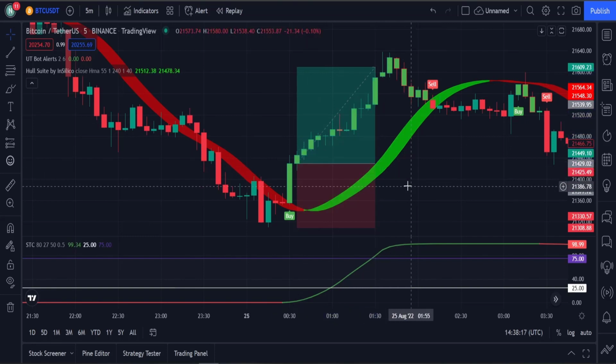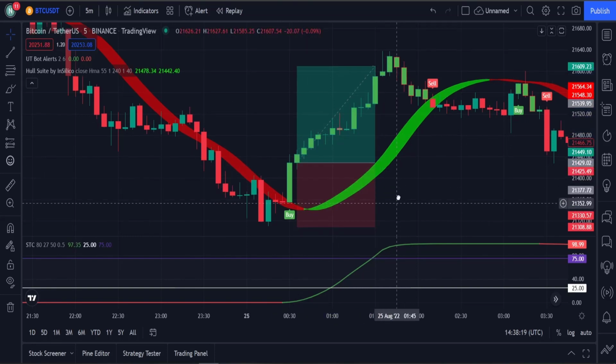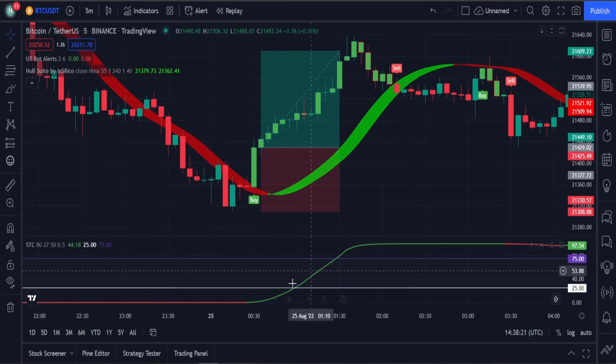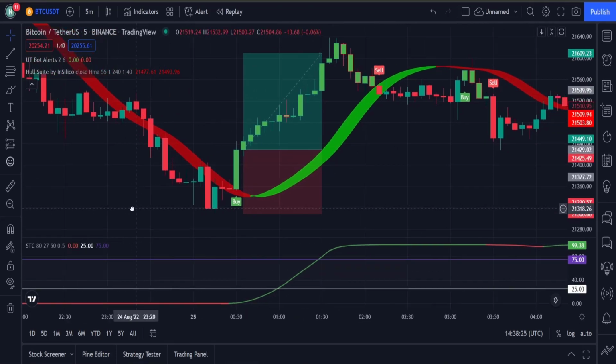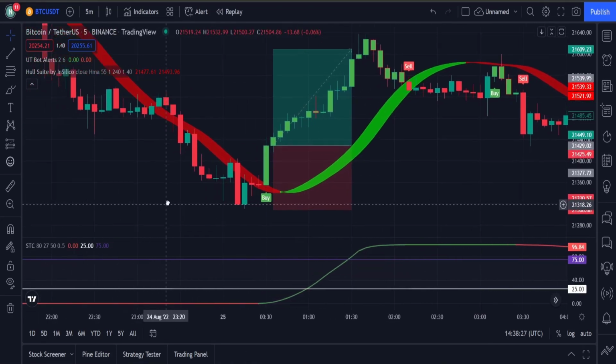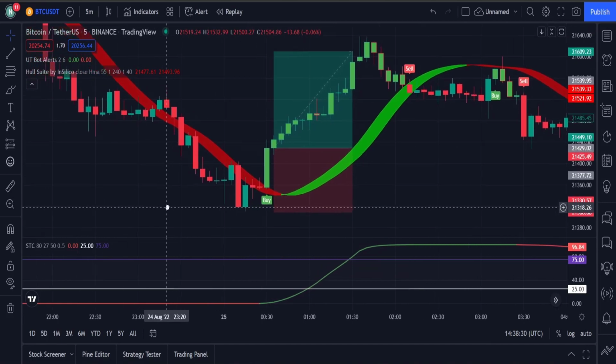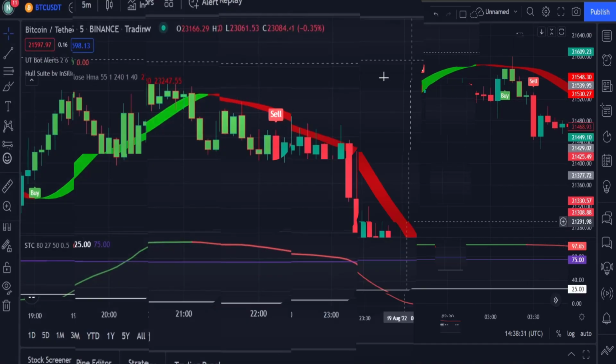Right, so those are the criteria and the things that you need for a long position. We're going to look into another example later in the video so that you guys can get a better understanding of this strategy. Now let's take a look at a short trade.